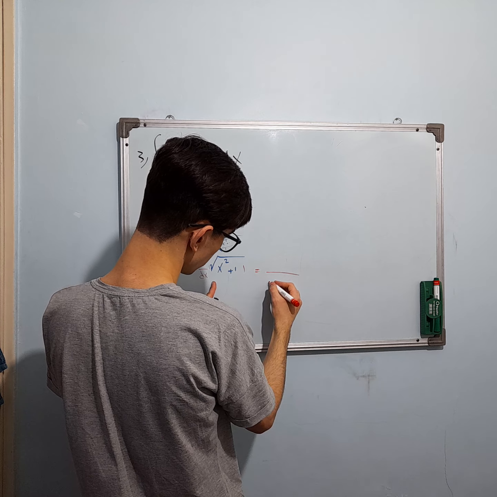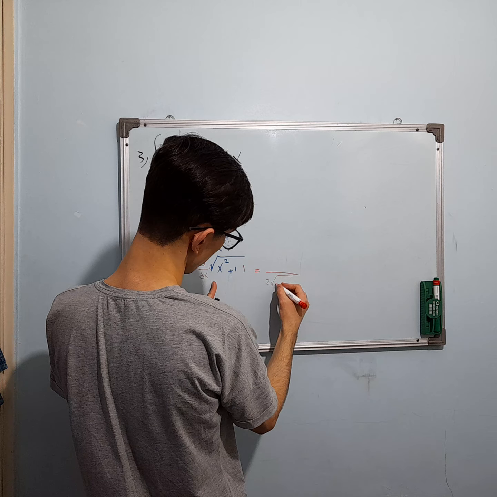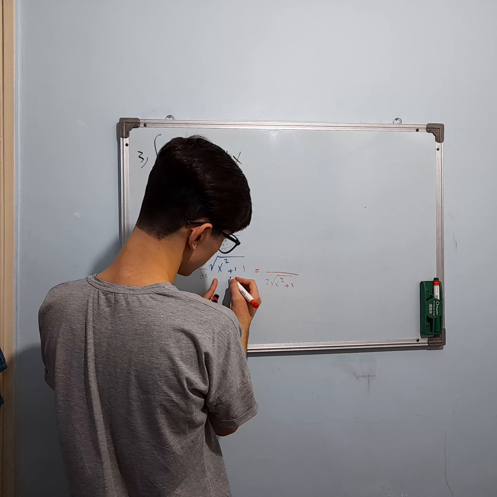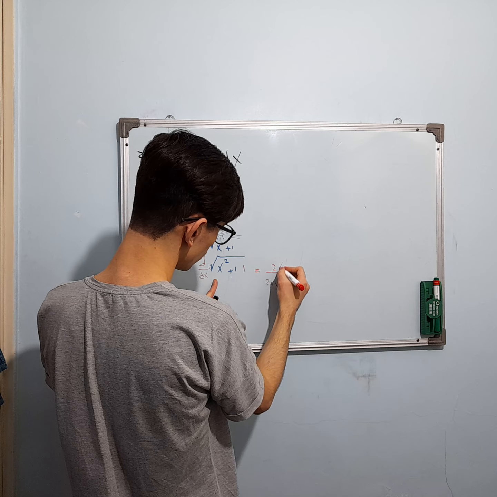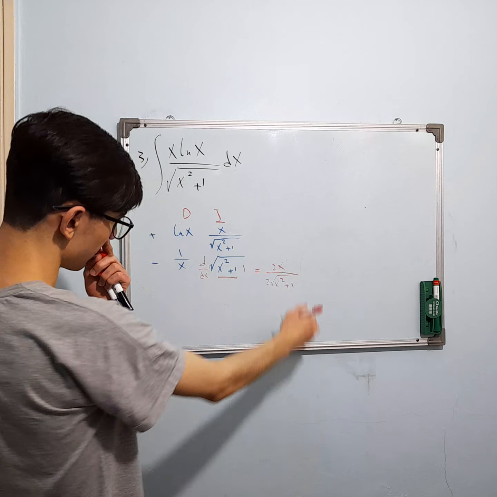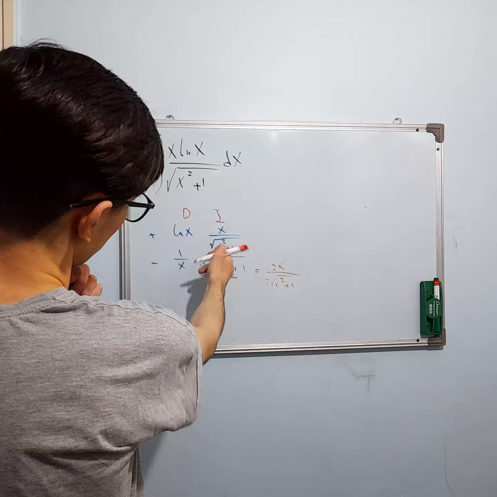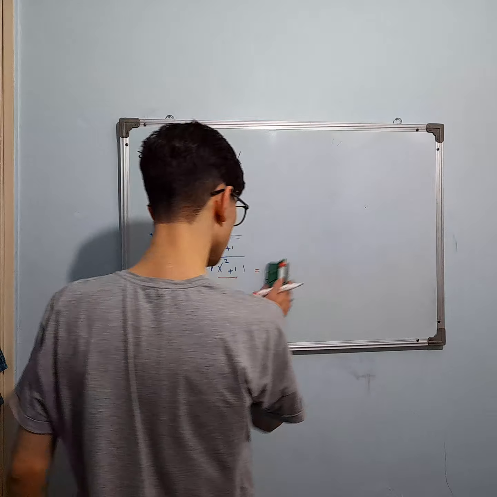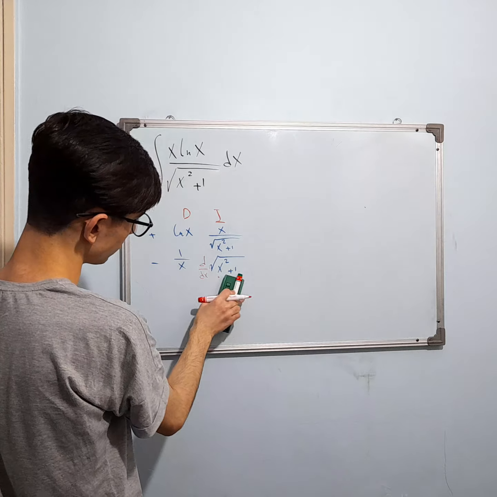In the down you have 2 square root of x squared plus 1, and don't forget the chain rule with 2x here. The 2 by 2 cancel out, and we have x over square root of x squared plus 1, which is here. So we are correct and it's not wrong.